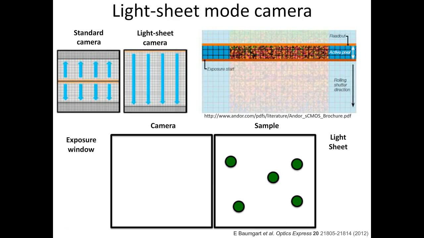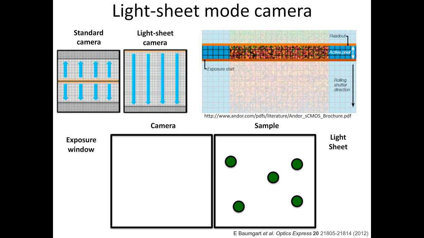I prefer to use light sheet mode cameras. Currently, Andor has one, and Hamamatsu has one, and I would like to explain what the advantages are. In a standard camera, your readout is bidirectional, as you can see here, and you are able to get a full frame at a frame rate of 100 frames per second. In a light sheet camera, the readout is only in one direction, as you can see over here. So why is it good for us? It's good because if you look at the exposure window over here, it's just like a rolling window that goes in that direction.